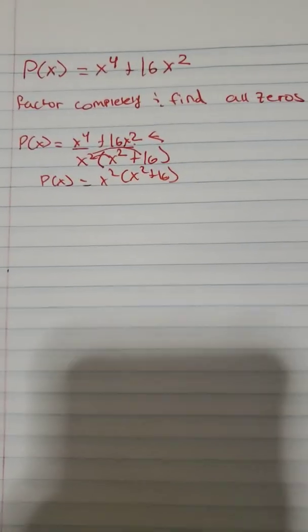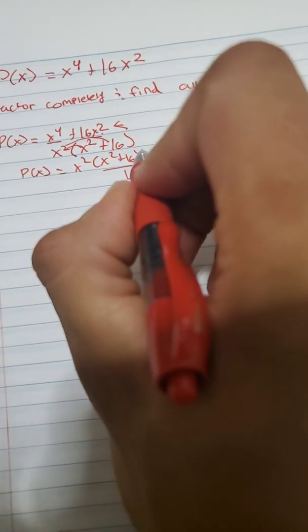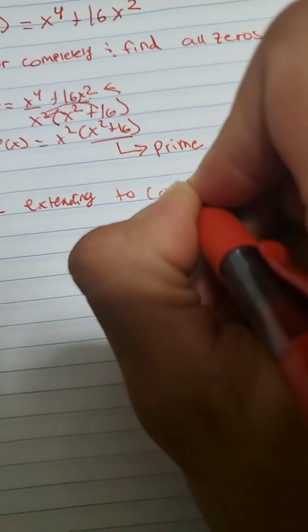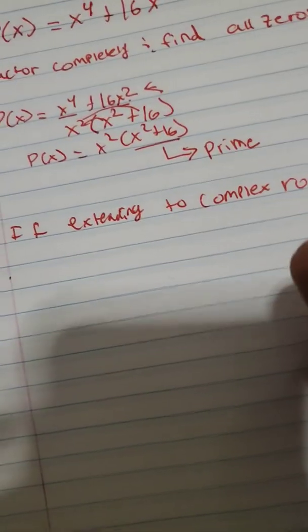Now, this is where it gets a little confusing. Most people would say this is prime. So in Algebra 1, Algebra 2, you guys would say this is prime, this is not factorable. But if we're extending to the complex roots, we could factor this.